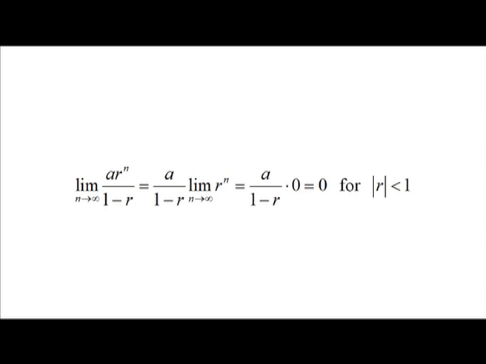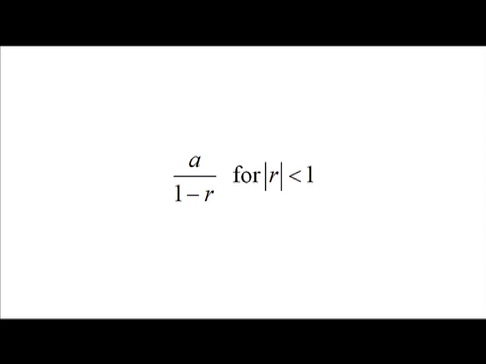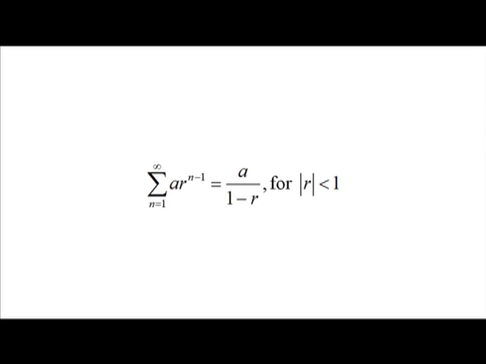Hence, from 1 we obtain limit of Sn as n approaches infinity equals a upon 1 minus r. That is, the sequence Sn of partial sums converges to a upon 1 minus r. Hence, the given series also converges to a upon 1 minus r for absolute value of r less than 1. In other words, summation a r^(n minus 1), where n is from 1 to infinity, equals a upon 1 minus r for absolute value of r less than 1.